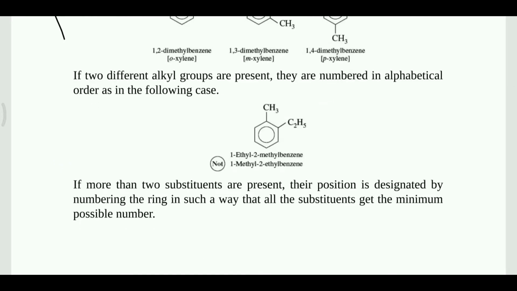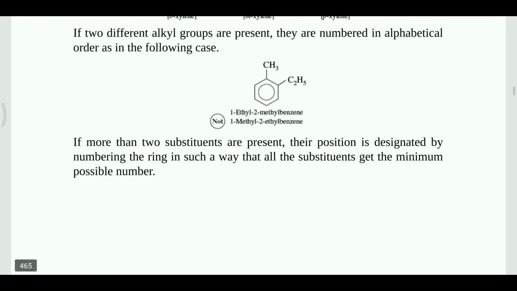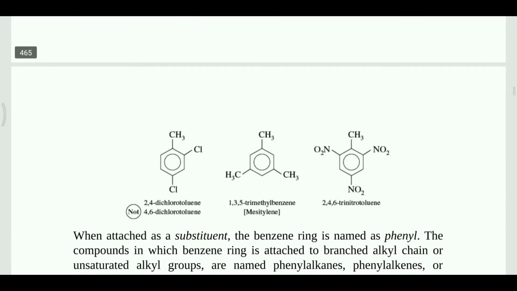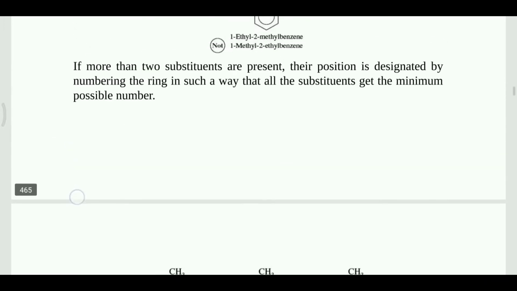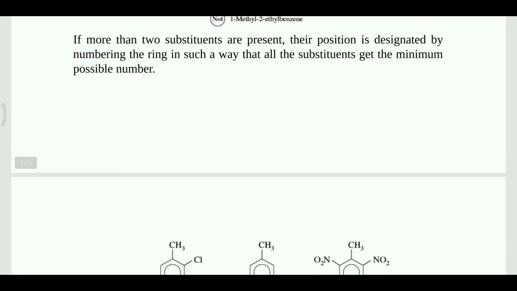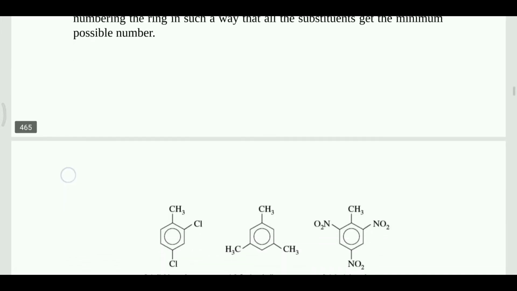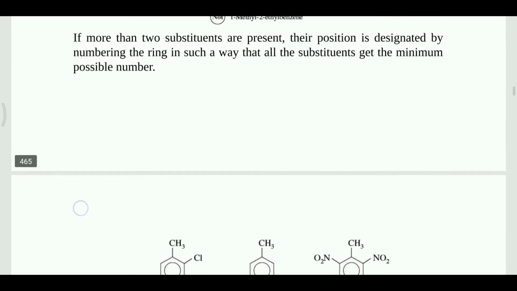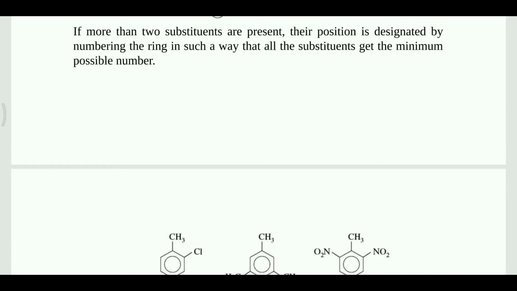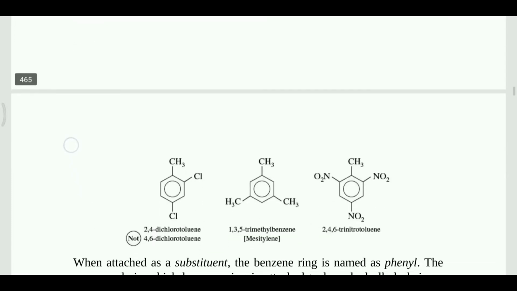If more than two substituents are present, their positions are designated by numbering in such a way that all the substituents get the minimum possible number. See the example of this. What they suggest is that whenever different groups are present in benzene, we have to give the numbering so that all the substituents get the minimum possible number. It should be a minimum, right?